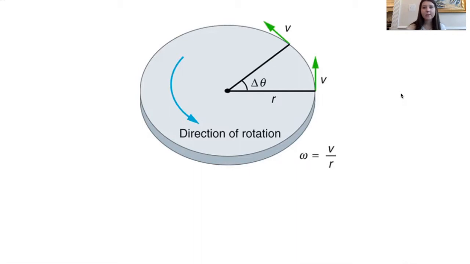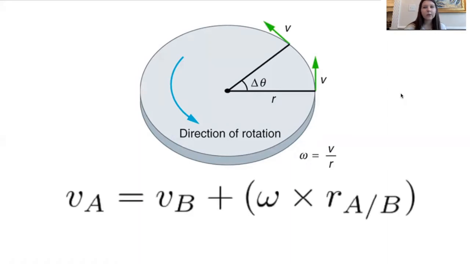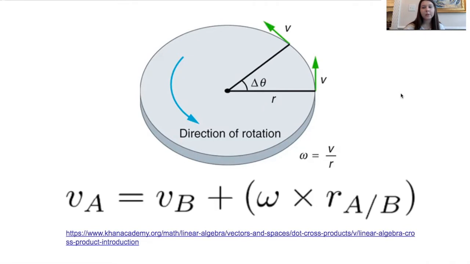That velocity can be calculated by adding the velocity of the first point to the cross product between the angular velocity of an object and the distance between the 2 points. A cross product is a type of vector multiplication. If you're unfamiliar with this concept, we recommend watching the YouTube video linked below.